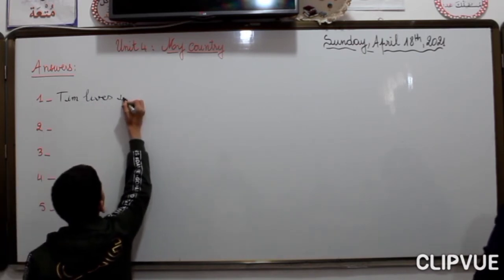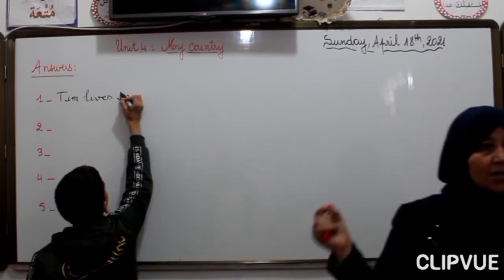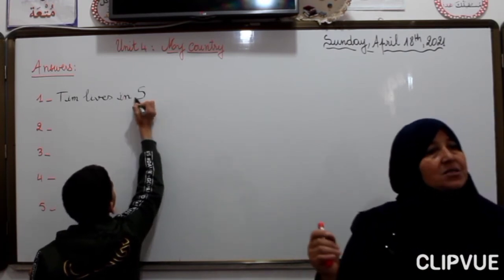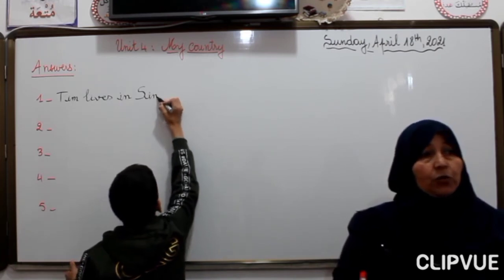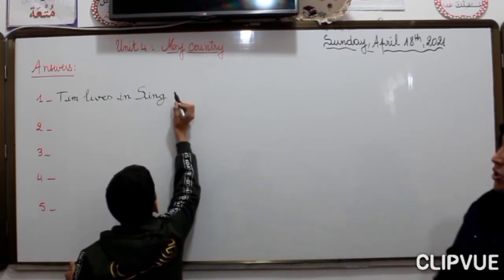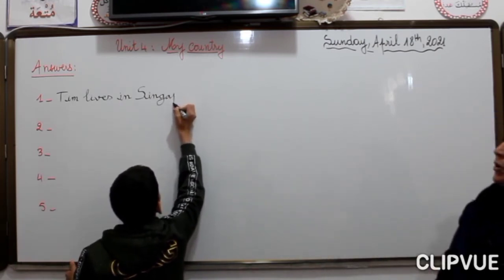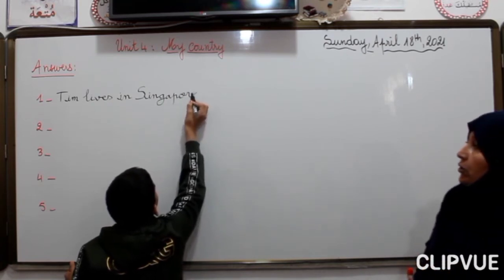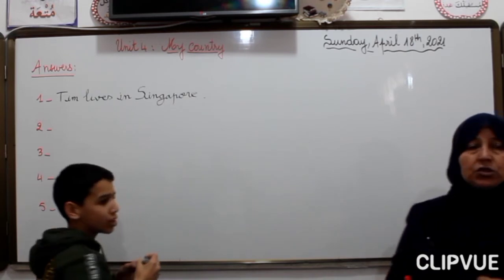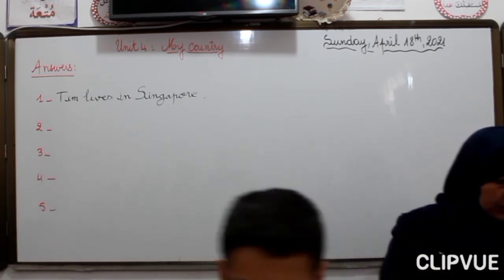Good. Tim lives. We have where does, present simple. Where does Tim live? A question. We don't conjugate a verb in a question. But when we answer, we have to put the right form or correct form of the verb. Very good. Tim lives in Singapore. Very good, Julian. The second one.